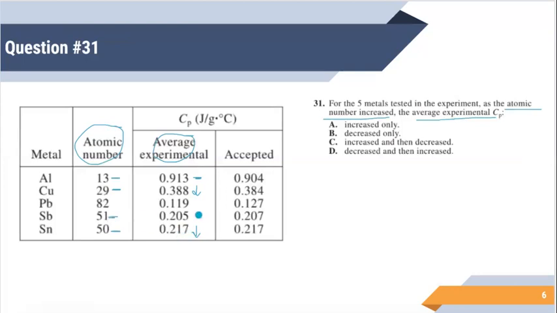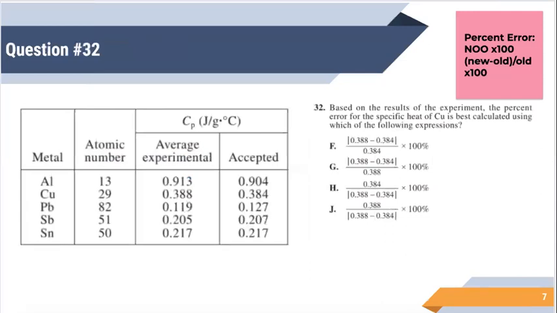Okay, and now next we've got 51. From 0.217 to 0.05, that's a decrease. Then our largest atomic number is 82, and our last one is 0.119, that's the lowest. So for all of these values, it decreased only. So our answer for 31 should be B.